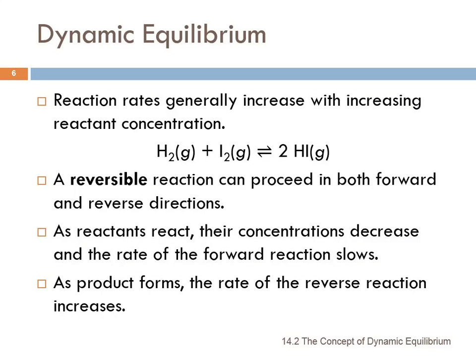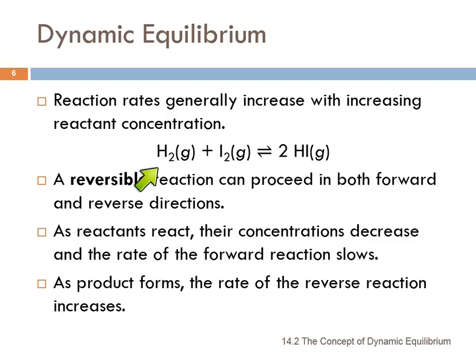Dynamic equilibrium. Let's look at this reaction. Hydrogen reacting with iodine to form hydrogen iodide. We've learned that the rate of a reaction depends on the reactant concentration. Usually a higher reactant concentration makes the rate go faster.